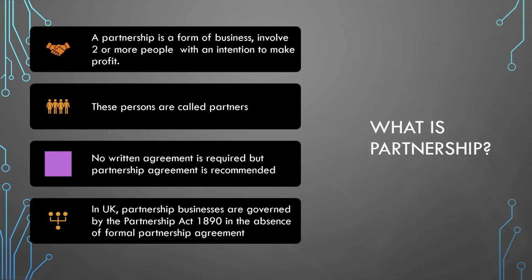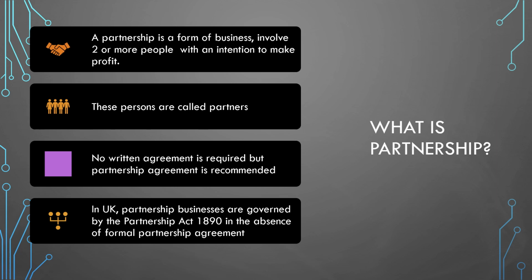Okay, basically, what is a partnership? A partnership is a form of business that involves two or more people with an intention to make profit. So it must be at least two persons or more. How many at maximum depends on what type of partnership is formed. These persons are called partners. There's no written agreement required, but a partnership agreement is recommended. So it's suggested to prepare a partnership agreement.